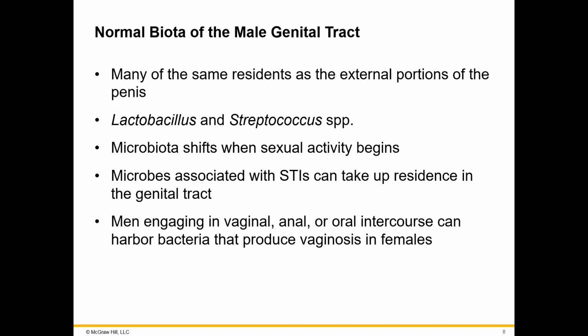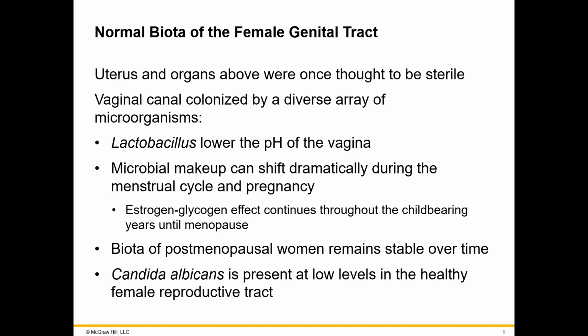Microbes that are associated with STIs can take up house basically in that genital tract and many times not have signs or symptoms associated with them, whether you're male or female. It just depends on the microbe. Men who engage in vaginal, anal, or oral intercourse can harbor bacteria in their own genital tract that can then lead to vaginosis in females. And vaginosis is basically bacterial overgrowth of bacteria that aren't supposed to be there or in numbers that they're not supposed to be at.